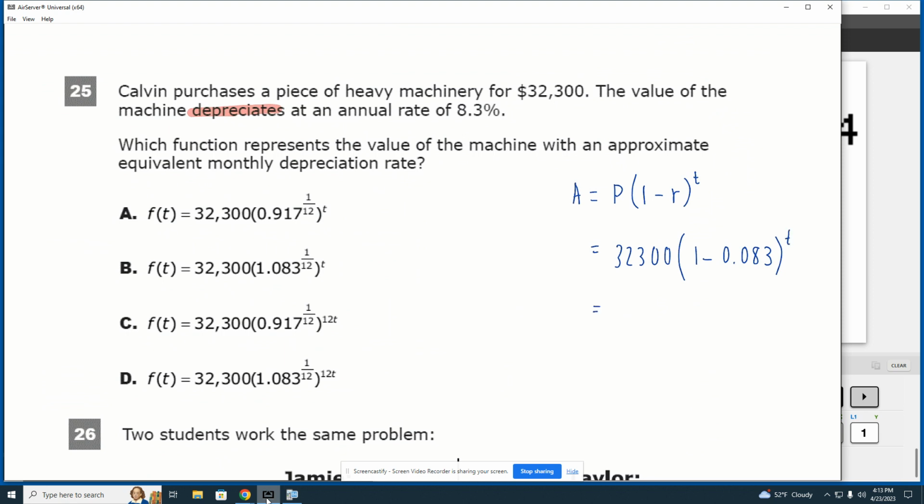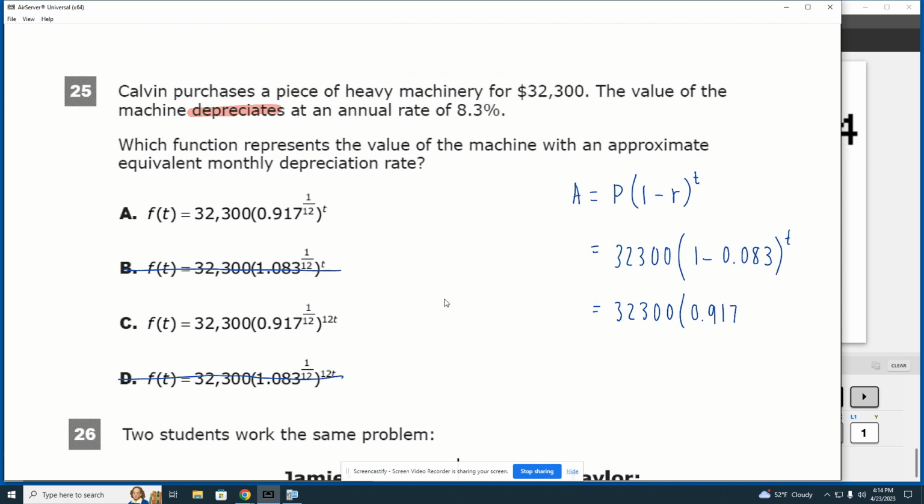So if I simplify that, that's 32,300 times 0.917. Now, listen, here's where you have to say, wait, none of these look like that. Well, you know B doesn't look like that, and you know D doesn't look like that, because they added instead of subtract. Depreciate subtracts. So last thing, how do I know which one of these it is?